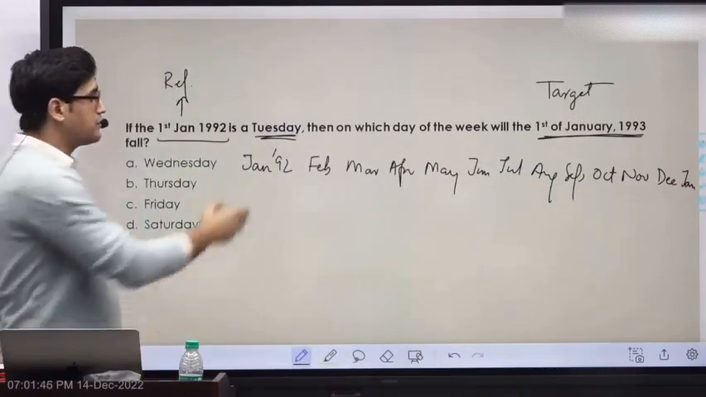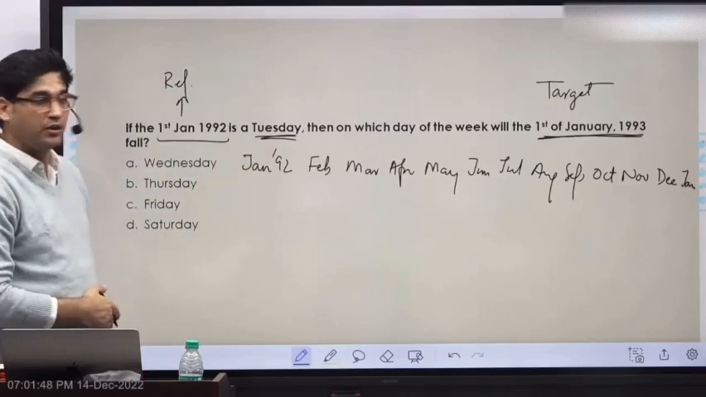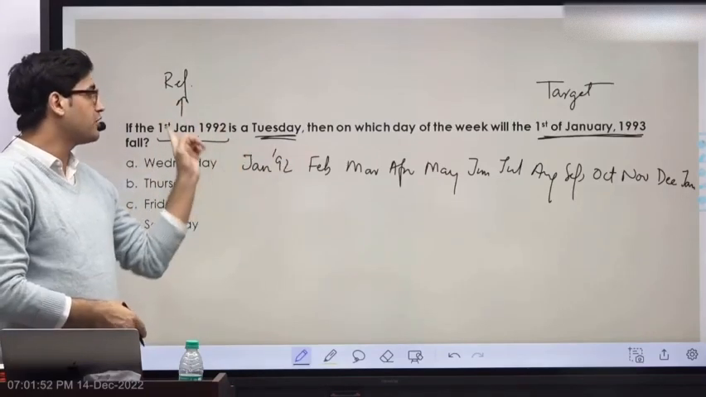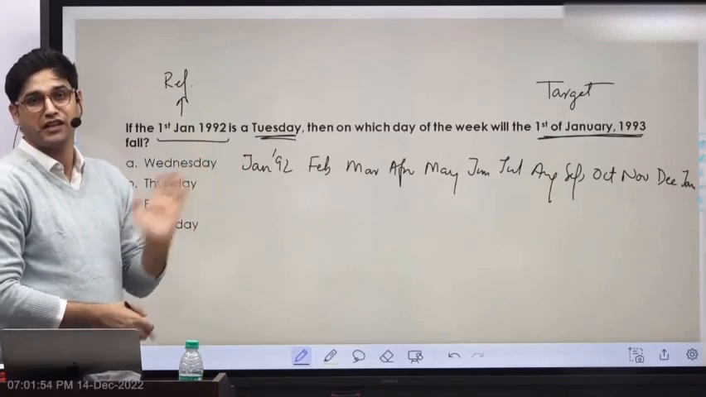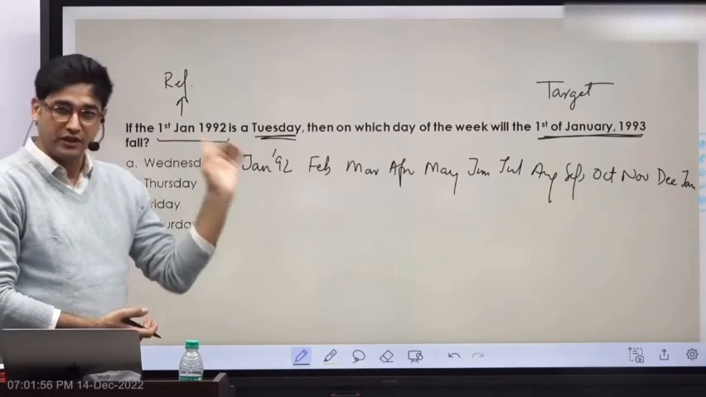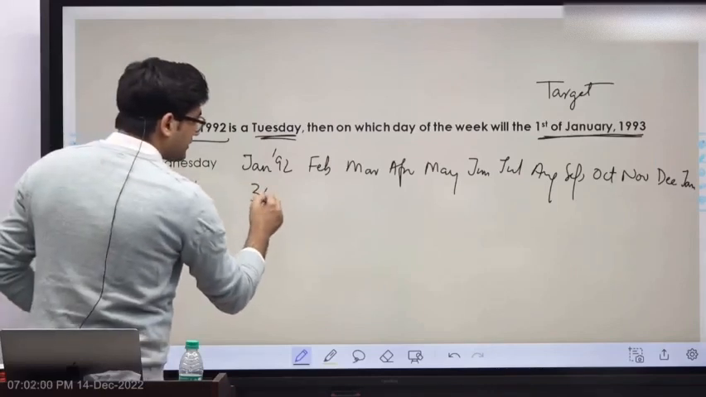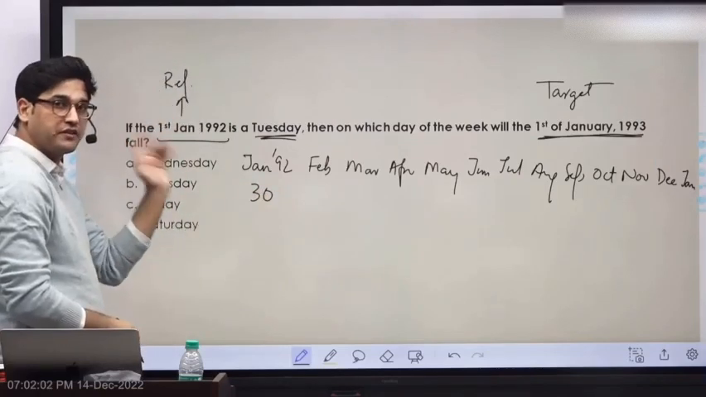In the month of January 1992, remember you do not have to include the reference. If you do not include the reference, which is the 1st of January 1992, you do not include that first date, how many days will remain? You will have 30 days remaining because you do not include the reference.